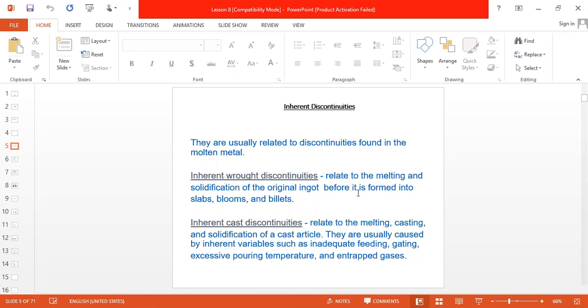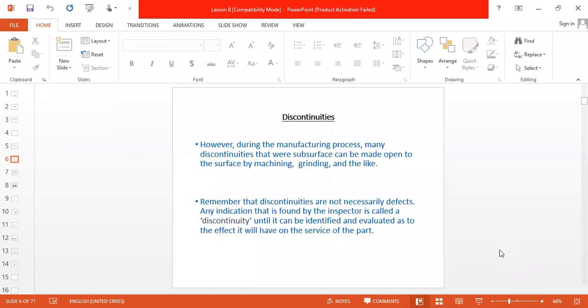Now here we can see in detail: inherent wrought discontinuities are related to the melting and solidification of the original ingot before it is formed into slabs, blooms, billets. Inherent cast discontinuities are related to the melting, casting and solidification of cast articles. They are usually caused by inherent variables such as inadequate feeding, gating, excessive pouring temperature, and entrapped gases.